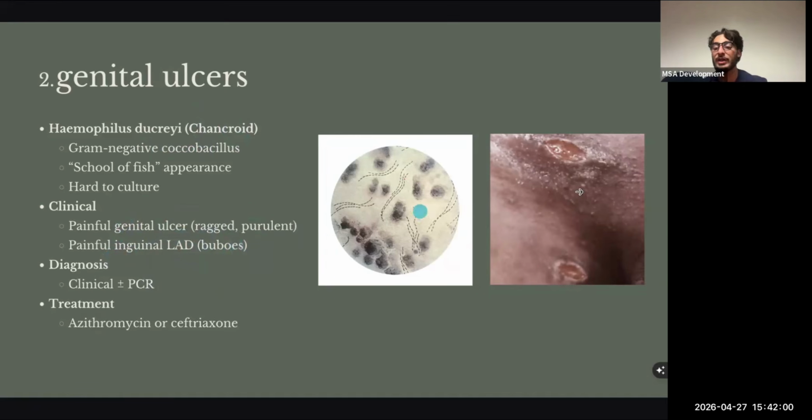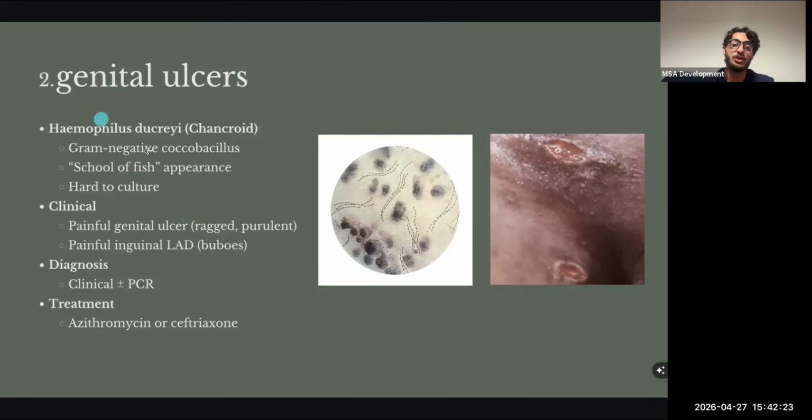All right. And when you actually want to gram stain these Haemophilus ducreyi, they're going to look like a school of fish. They're all going to be in a single fine line. It's called a school of fish appearance. And they're usually hard to culture. But the reason we want to know if it's painful or painless, like we mentioned, is because we want to differentiate between different kinds of genital ulcers.